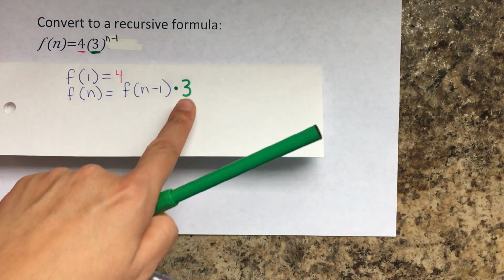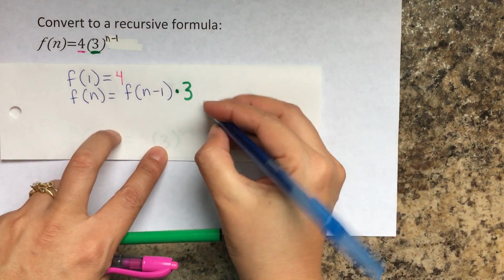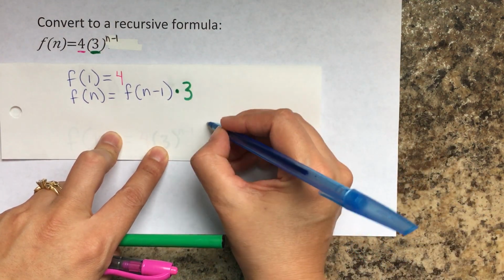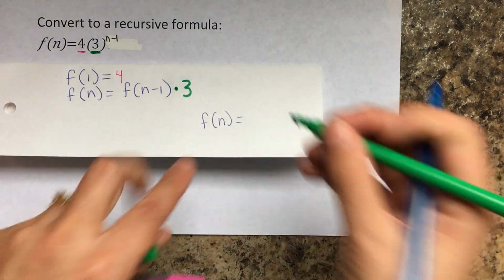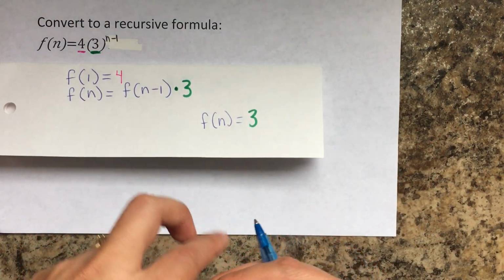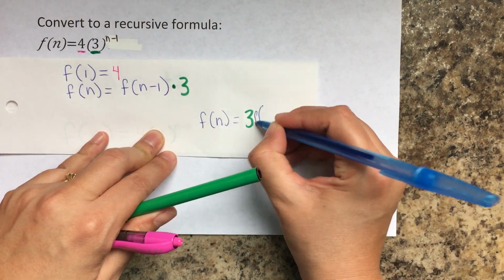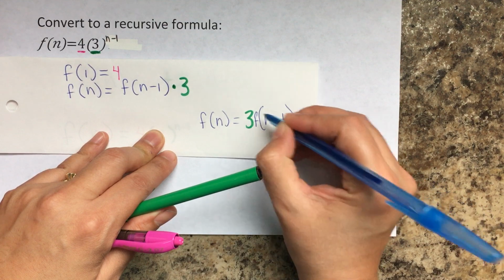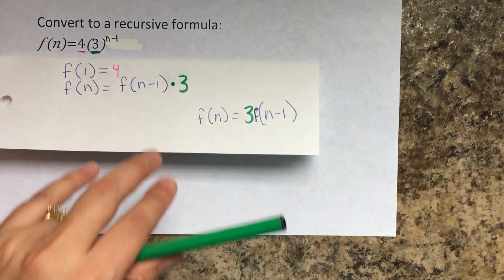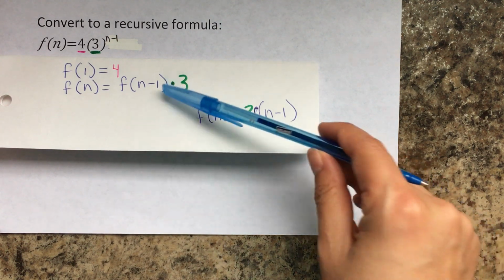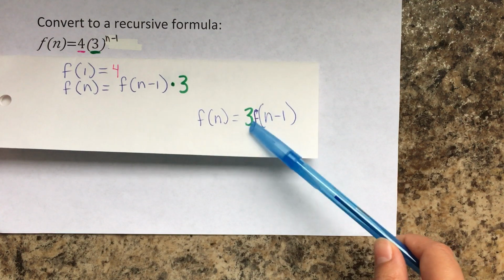Okay? Now remember that sometimes this will be a coefficient and it's exactly the same thing. Let me write it in here. This can also be written as f of n equals 3 f of n minus 1. I squished it too much, oops. Okay, 3 f of n minus 1. So it's exactly the same thing. Okay, just times 3 in here or times 3 in here.